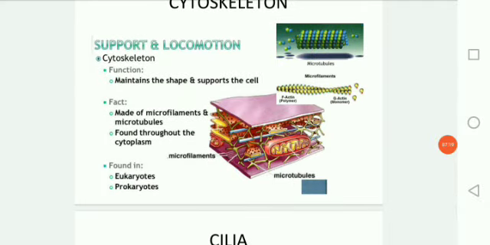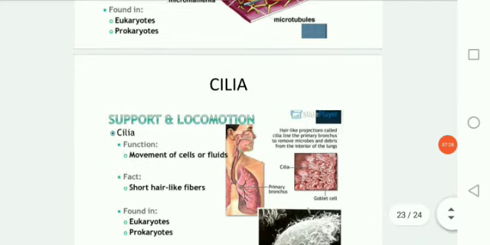We have a cytoskeleton, which maintains the shape and supports the cell. It is made of microfilaments and microtubules found throughout the cytoplasm. It's found both in eukaryotes and prokaryotes.